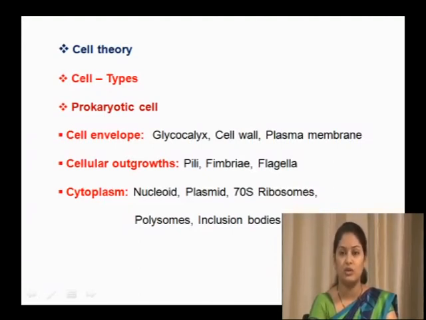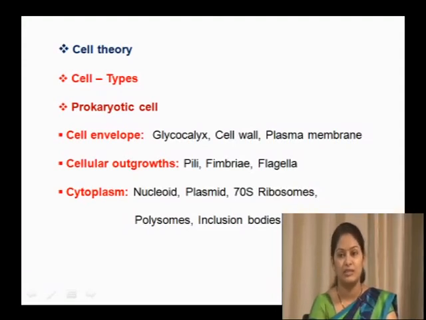Pili are found only in gram-negative bacteria, and are made up of a protein called pilin. Pilin is encoded by genes present on the plasmid DNA, whereas fimbriae are made up of a protein called fimbrilin, and their genes are present on the DNA of the nucleoid. And third come the flagella. Flagella are motile structures, or structures helping in motility, and they are much longer or larger when compared to pili and fimbriae.